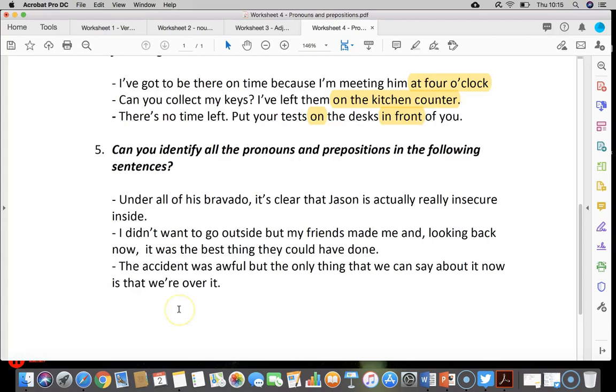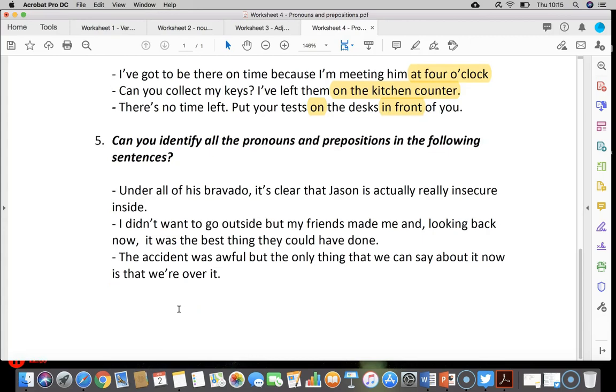Question 5. Can you identify all the pronouns and prepositions in the following sentences? Under all of his bravado, it's clear that Jason is actually really insecure inside. Okay, so we've got a preposition here. We've got under. His stands in for Jason, so that is a pronoun. It refers to what he's keeping. It is a pronoun. Inside is a preposition.